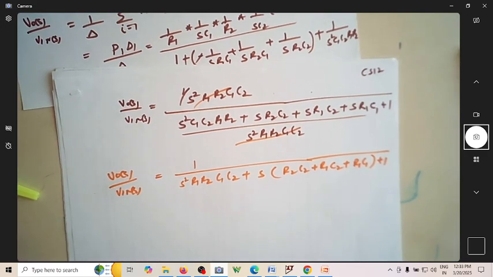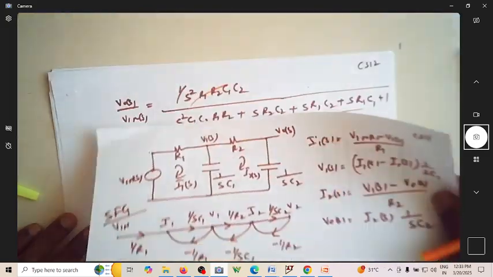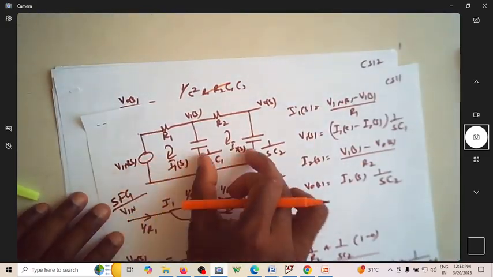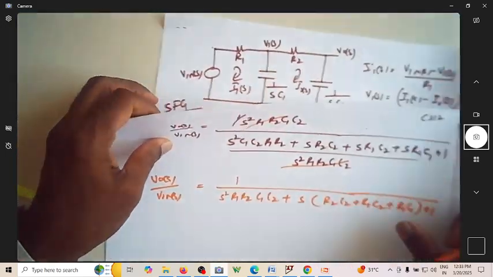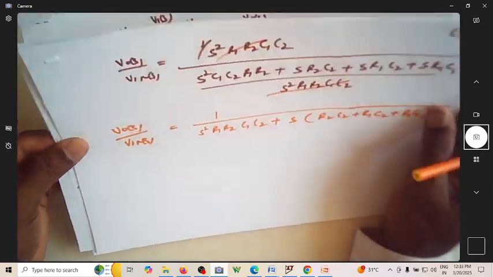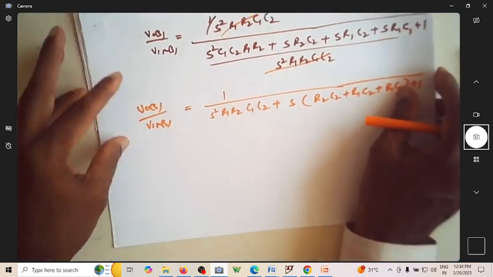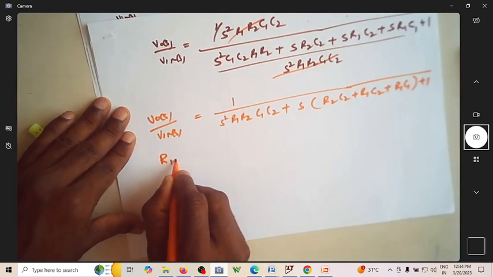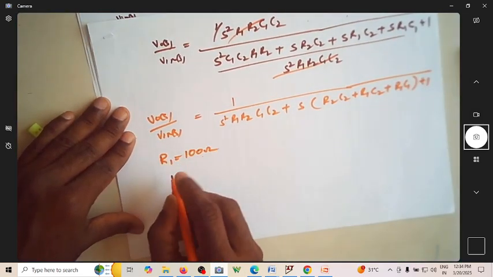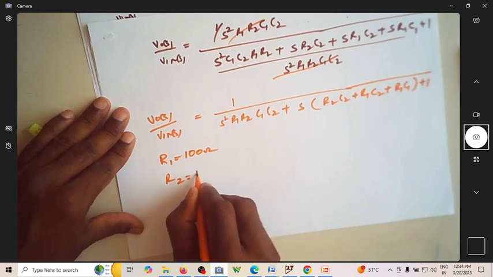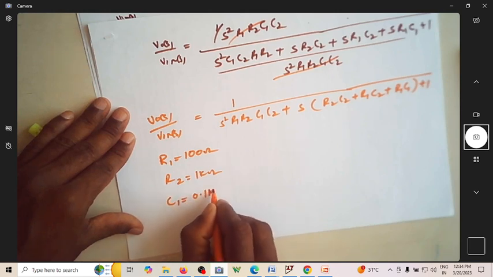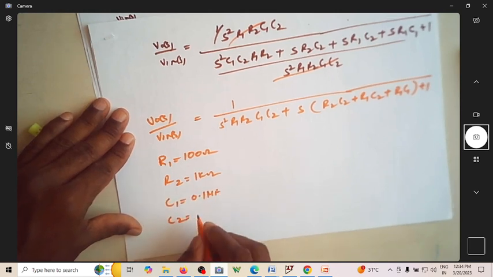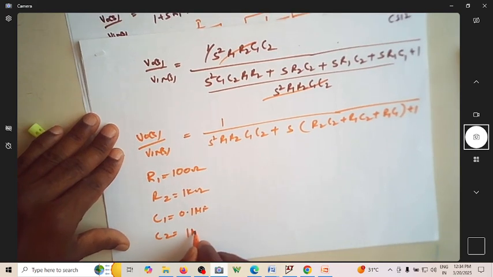This is upon cascading these two individual blocks. So this and this we have cascaded, and we end up with this as the transfer function. Let us find the pole position. What are the values of R and C you have? Let us substitute R1 equal to 100 ohm, R2 equal to 1 kilo ohm, C1 equal to 0.1 microfarad, C2 equal to 1 microfarad.